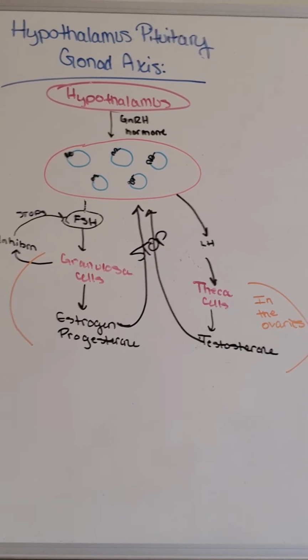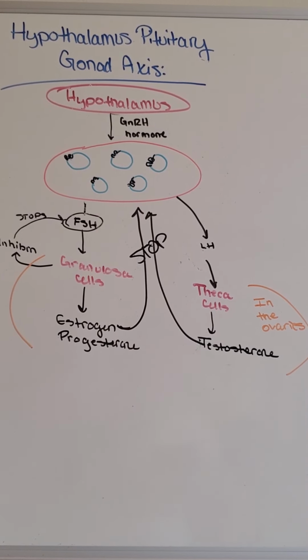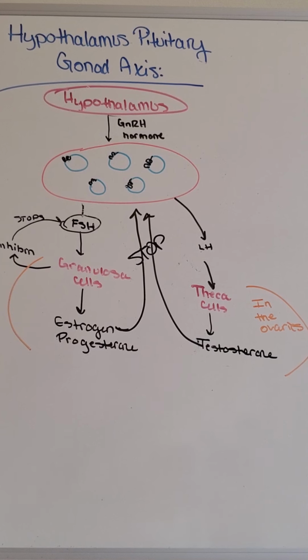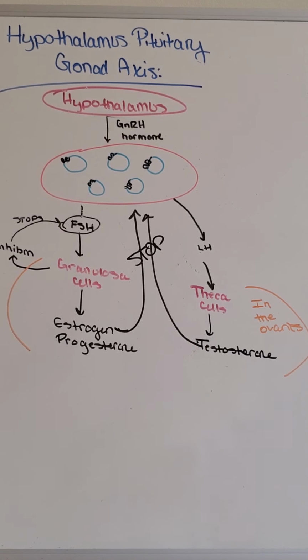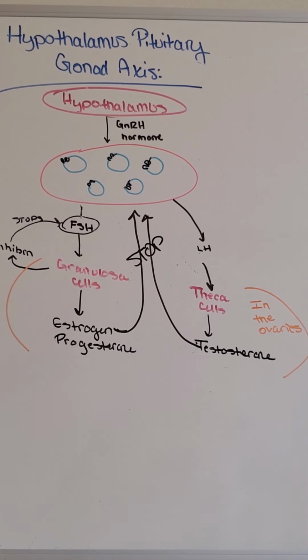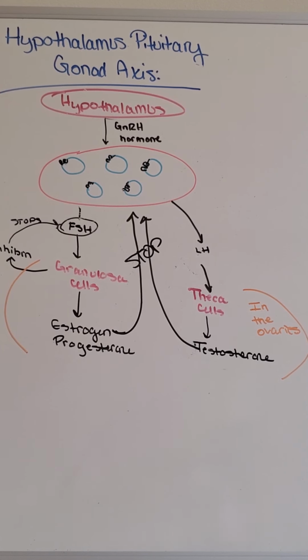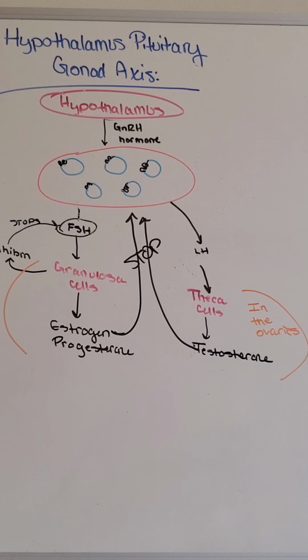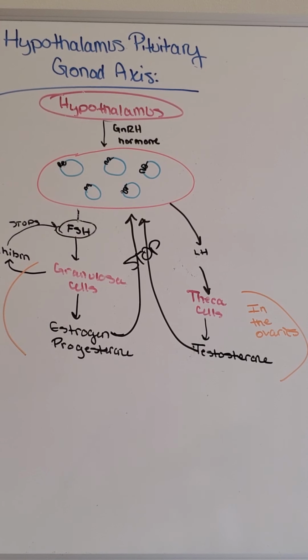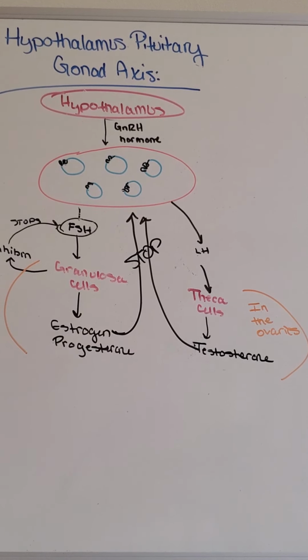Hi guys! So I want to start this hormone series with the hypothalamus pituitary gonad axis. The reason for this is twofold. One, because I think this particular pathway is a great example of how hormones work within the body. And two, because the hormones produced in this pathway are directly involved in endometriosis.